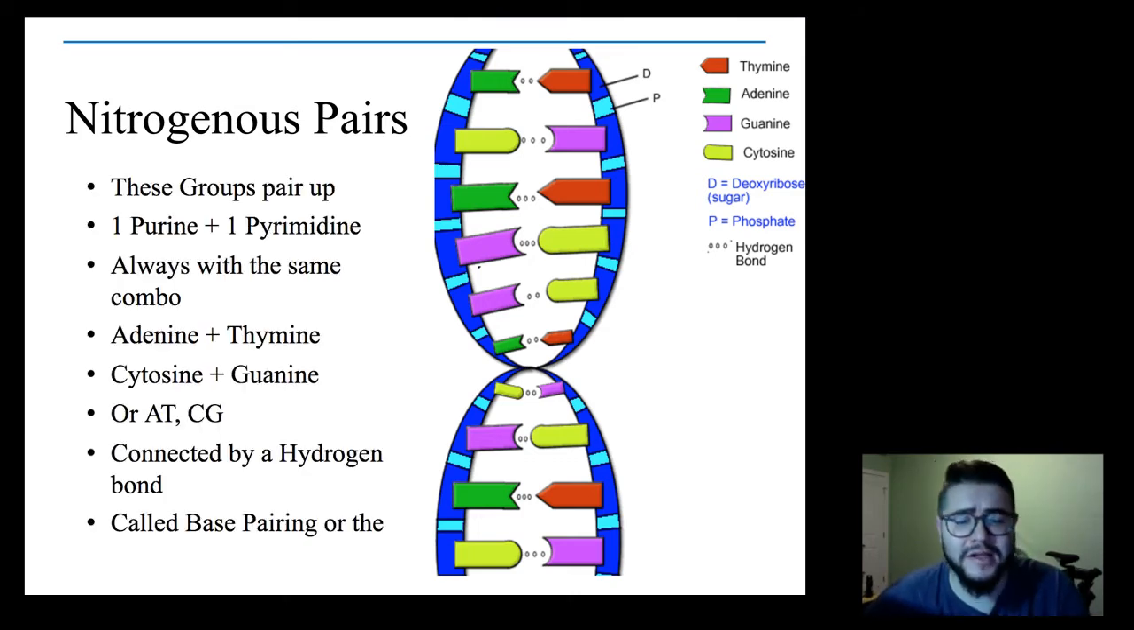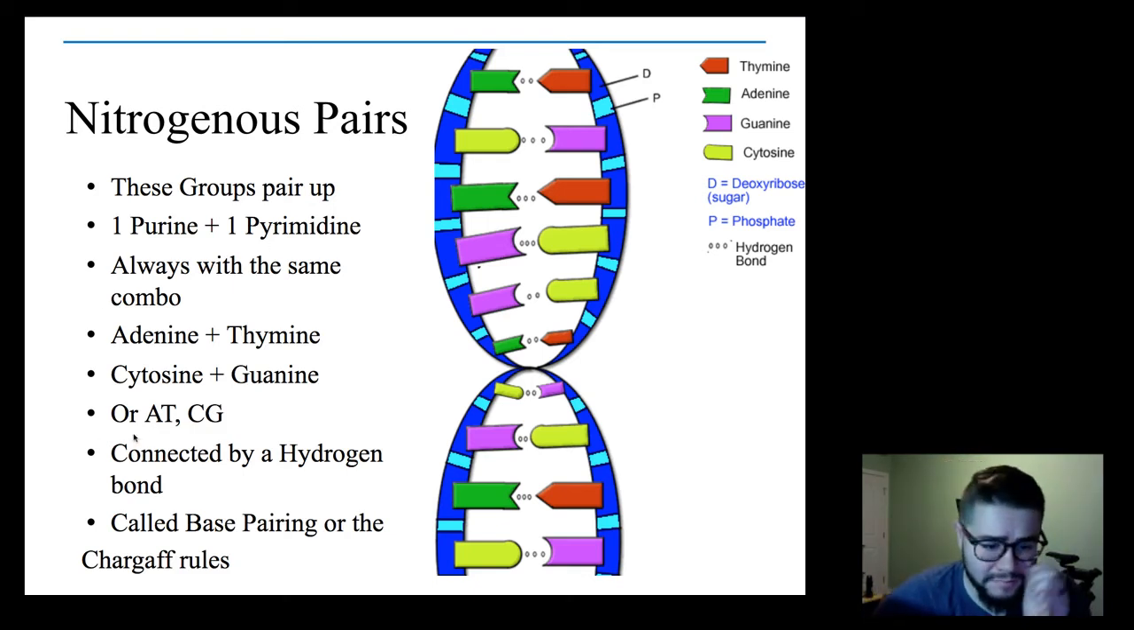The other thing to point out again, nitrogen base pairs are always 1 purine with 1 pyrimidine. Adenine always goes with thymine, or A with T, and cytosine goes with guanine, or C with G. I remember it this way: A and T are both linear in structure, right? They're both pointy, and C and G both basically have the same shape. So C and G go together because they look alike, and A and T go together because they look alike. And then what bonds these 2 strands in the middle is called a hydrogen bond.